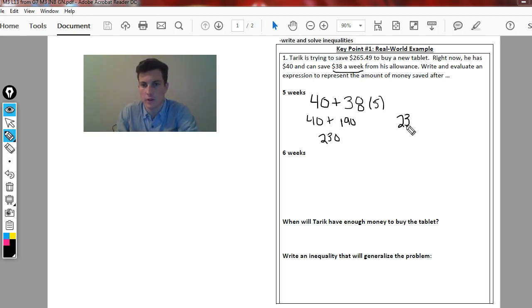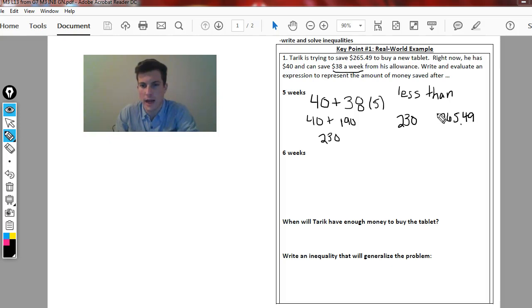So we say 230 and then leave some space. And let's write $265.49. That's the amount he wants to save. So we're going to put our inequality symbol here, but I want to remember which way it should face. I know that 230 is less than 265.49. So I'm going to write less than just to remind myself what this symbol looks like.